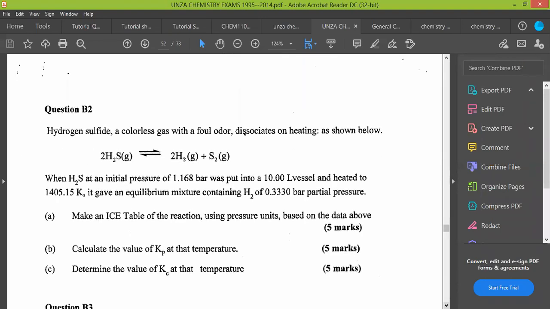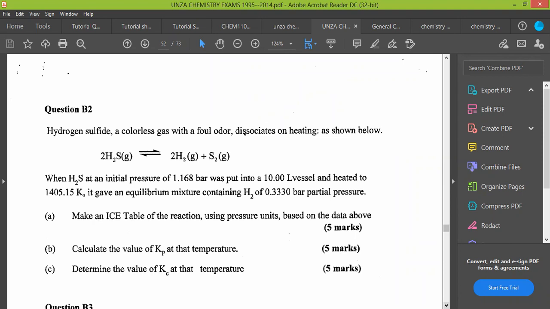All right. So dissociated, yeah, we have B2. So I think this is the last question we should do. Then we'll call it a night.